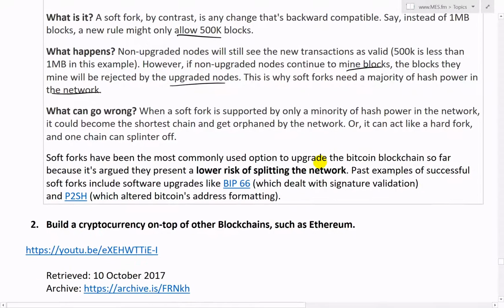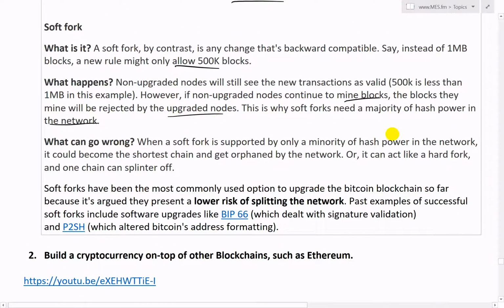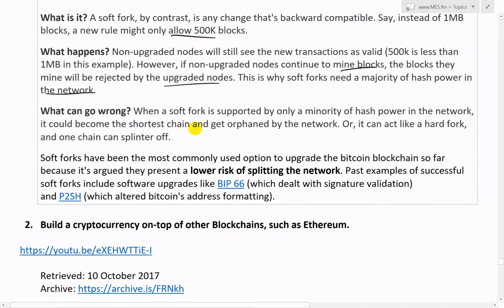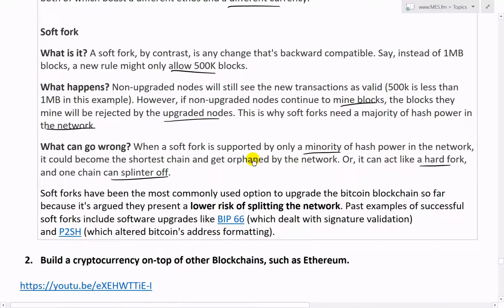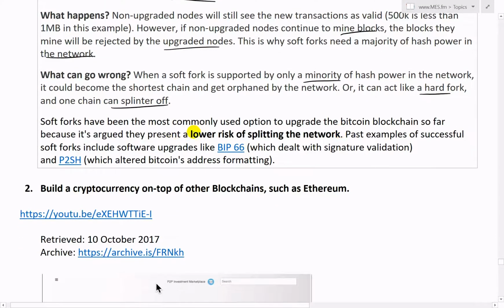So interesting. Even then, they're not compatible the other way for those 500k blocks. So what can go wrong when a soft fork is supported by only a minority of hash power in the network? It could become the shortest chain and get orphaned by the network, or it can act like a hard fork and one chain can split off, so you need to make sure it's a majority, so the chain's still working fine. Soft forks have been the most commonly used option to upgrade the Bitcoin blockchain so far because it's argued they present a lower risk of splitting the network.